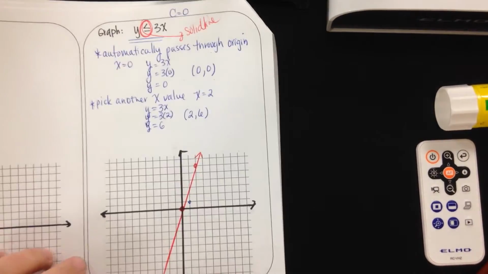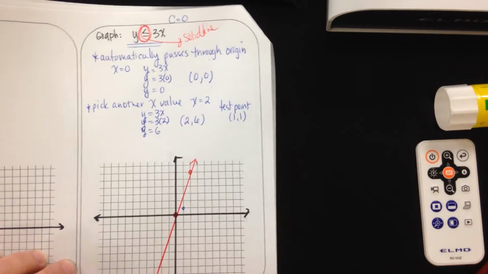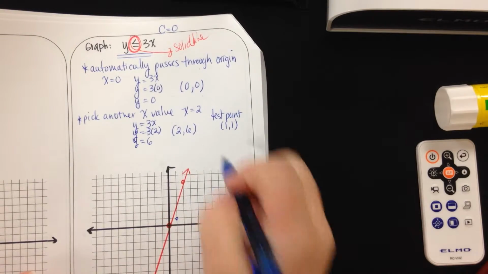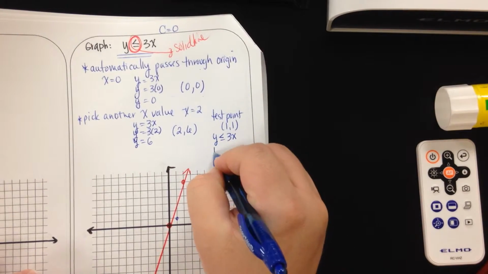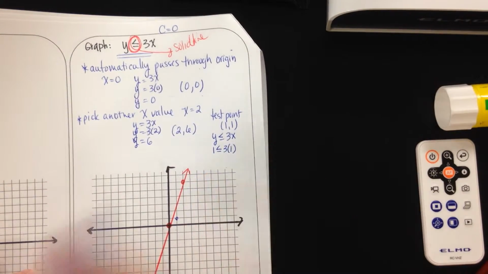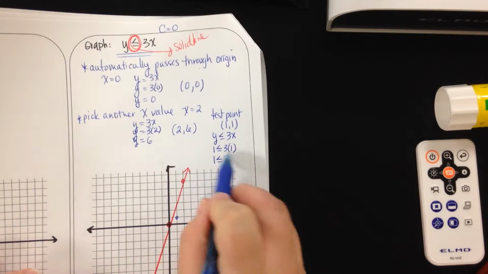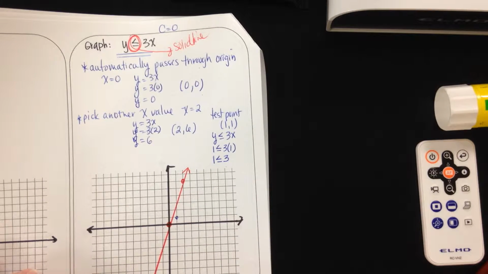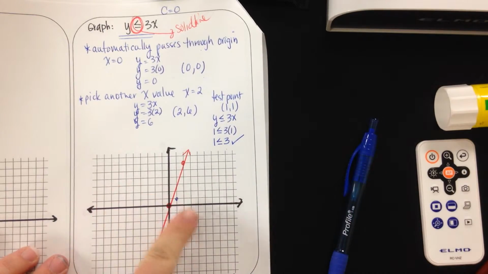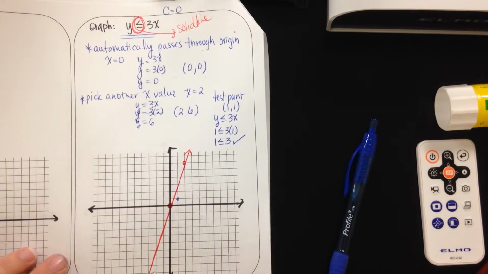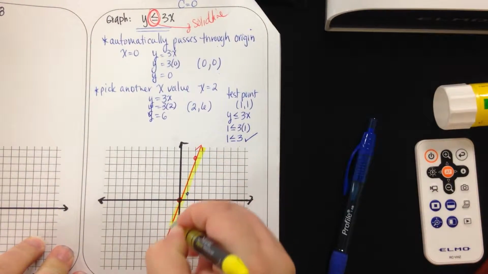Okay? So my test point is (1, 1). We're going to plug this back into our inequality, which was y is less than or equal to 3x. So we're going to plug in 1 is less than or equal to 3 times 1. And we're going to simplify this. 1 is less than or equal to 3. And ask ourselves, is that a true statement? Is 1 less than 3? So if it is, do we shade the side that the point is on, or that the point is not on? Is on. So we're going to shade this side right here.